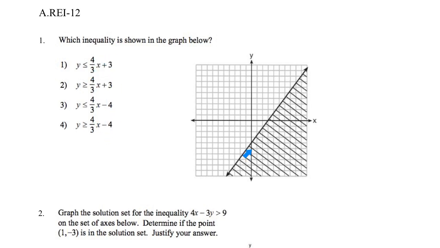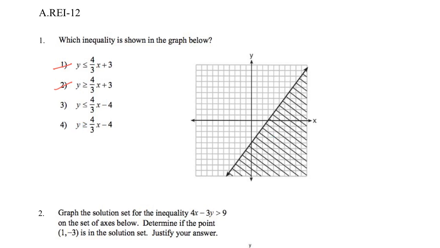The y-intercept is where the graph crosses the y-axis. So this would be 3 up here, this is -4. That means that these two answer choices are incorrect. Now I have to choose between less than or greater than. Less than means to shade below, and greater than means to shade above.